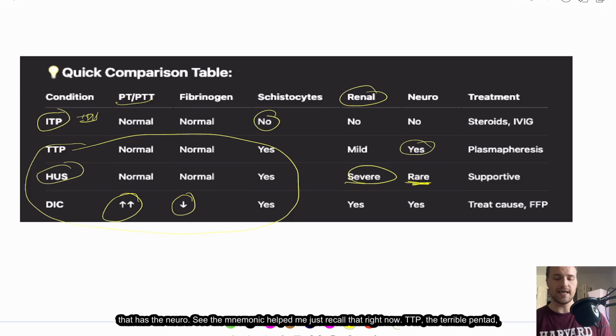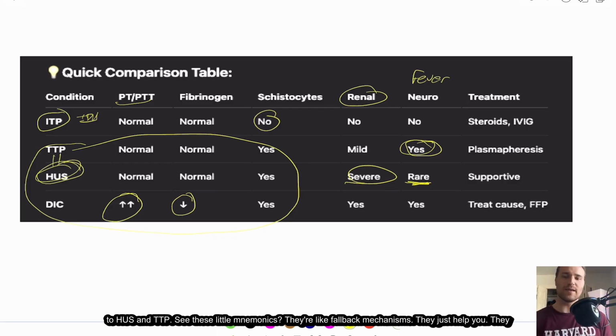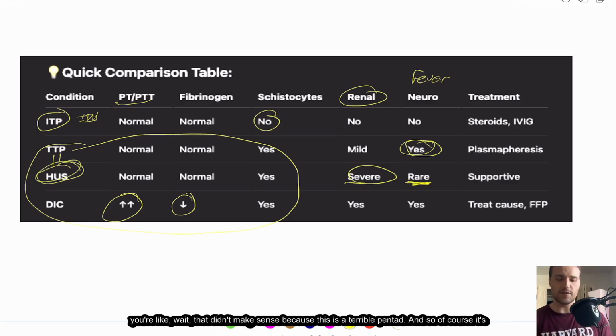TTP, the terrible pentad, you do have the neuro and you also have the fever. Other than that, they're pretty similar to HUS and TTP. See, these little mnemonics, they're like fallback mechanisms. They make you more capable of answering these questions correctly, because if you have a quick mental slip, you're like, wait, that didn't make sense because this is the terrible pentad. And so of course it's going to have more factors like a neuro factor or a fever factor. And that's what distinguishes it. It's the terrible pentad. So it's got all of those symptoms.